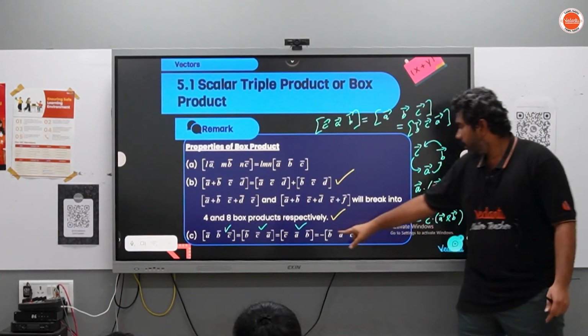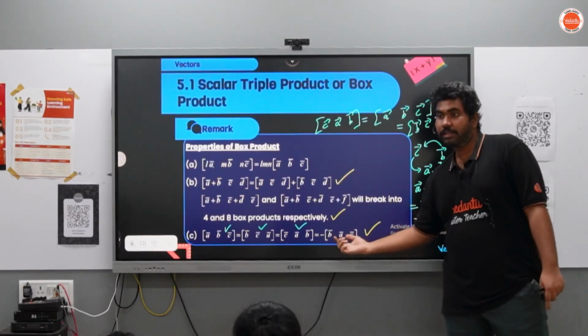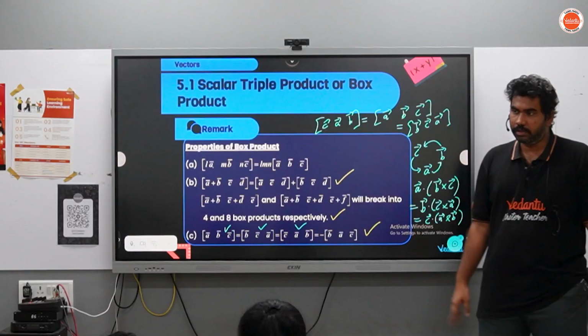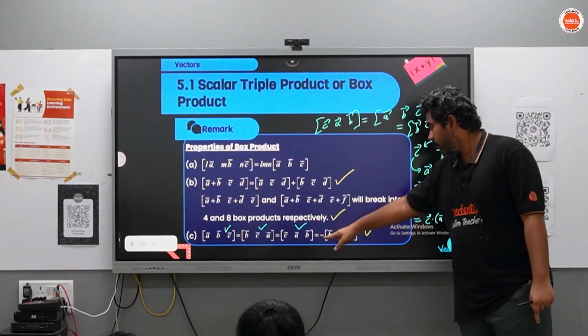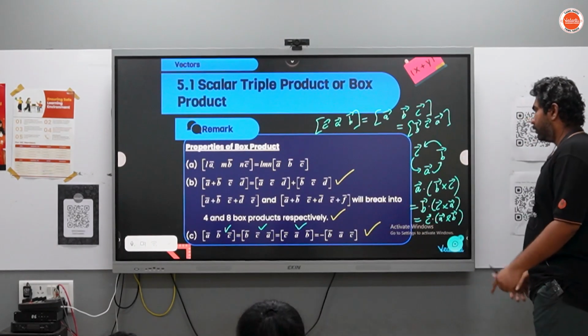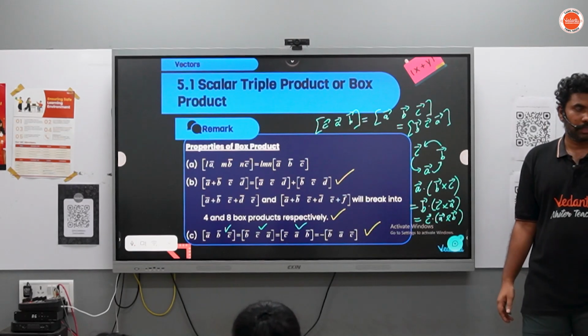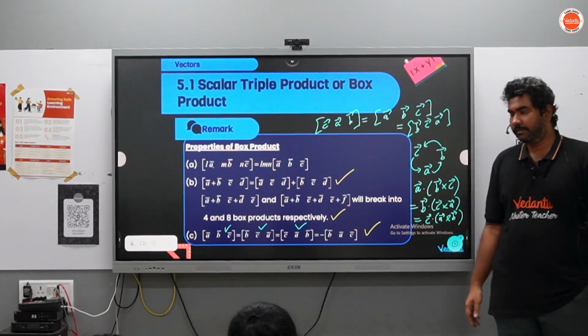And that will be negative of BAC. Why? Because you are interchanging one pair of rows, only one time you are doing that. So that's why it's minus BAC. We are just studying the properties of determinants again, in a different manner.